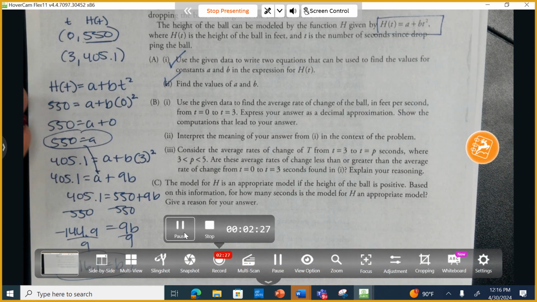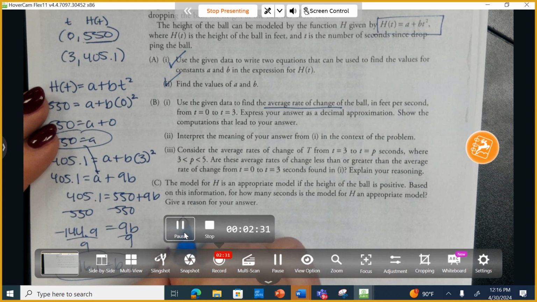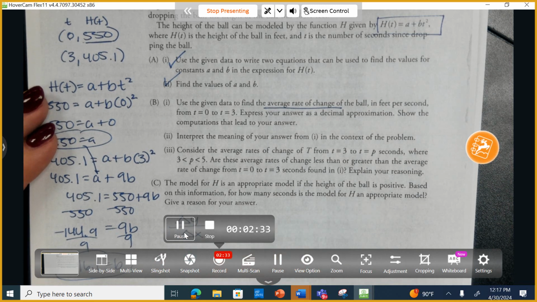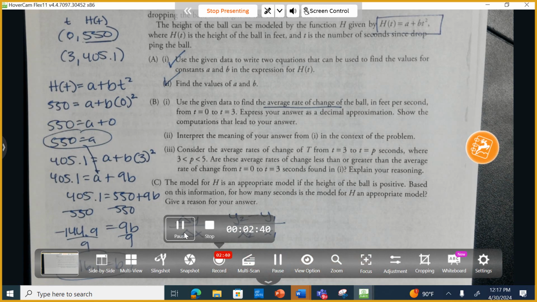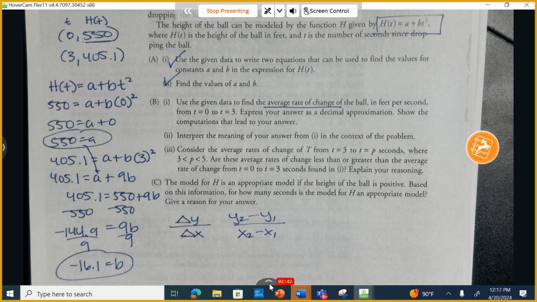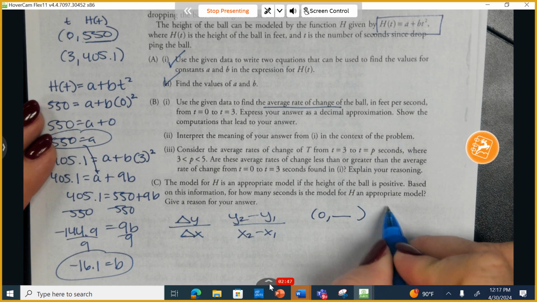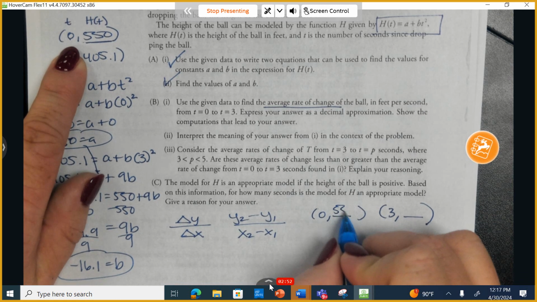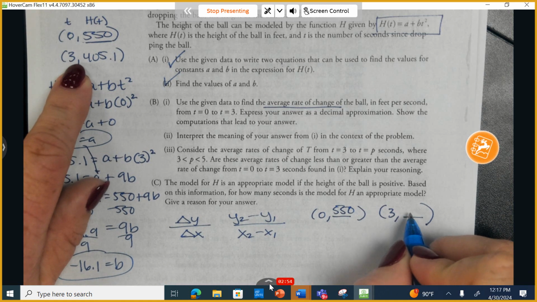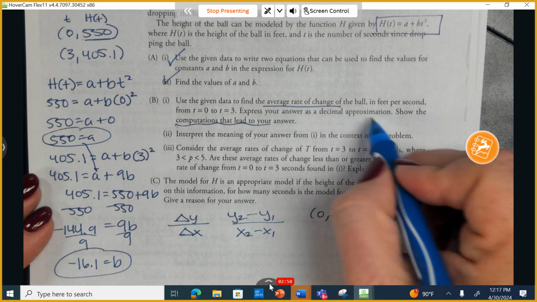Please underline right now where it says rate of change. Average rate of change. So average rate of change is your change of y divided by your change of x. So it's what you learn, y sub 2 minus y sub 1 over x sub 2 minus x sub 1. And it specifically tells me that we want to find the average rate of change from 0 to 3. So there's my 0, and here's my 3. And I already know that 0 corresponds to a height of 550 above the ground. 3 corresponds to 405.1.